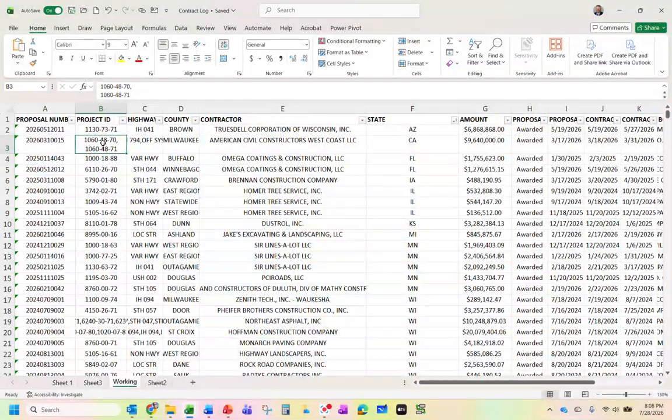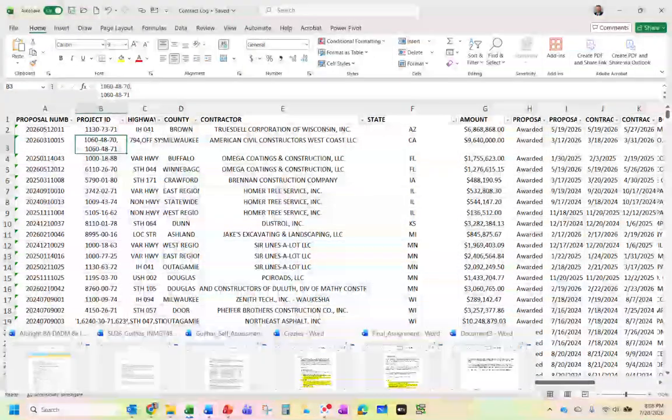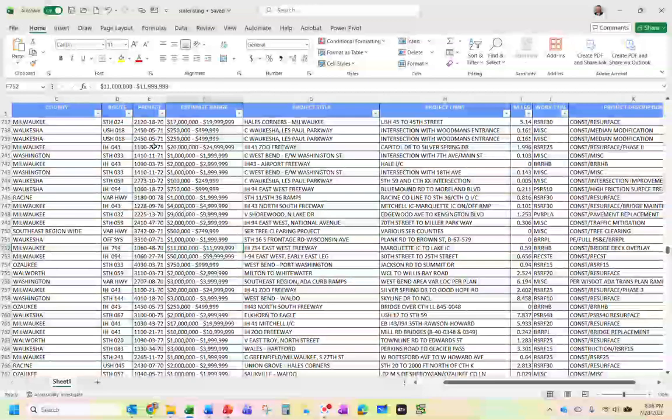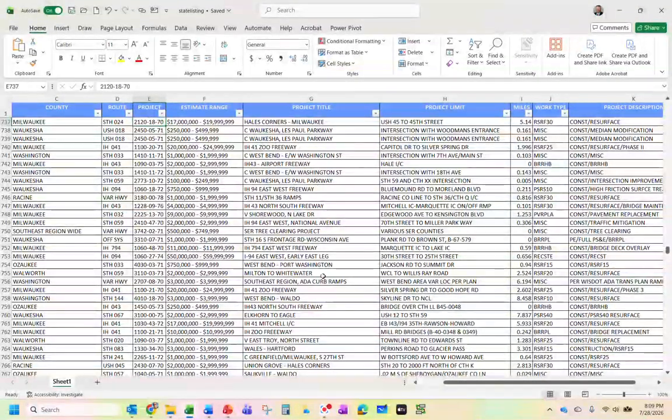But fundamentally, I would make a Power Pivot out of this table and this table, and then I would designate the project ID as the key column. Then it would automatically combine all of this information. So the project title, if I wanted to carry over the project versus the project limit, or if I wanted to get the mileage.